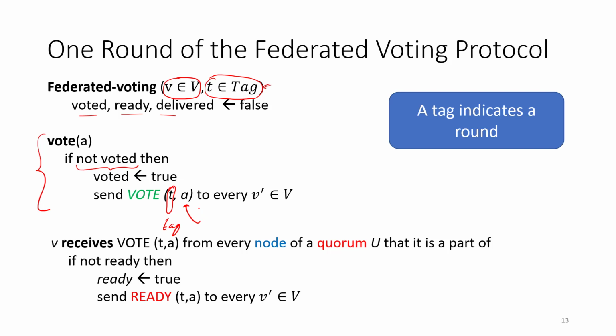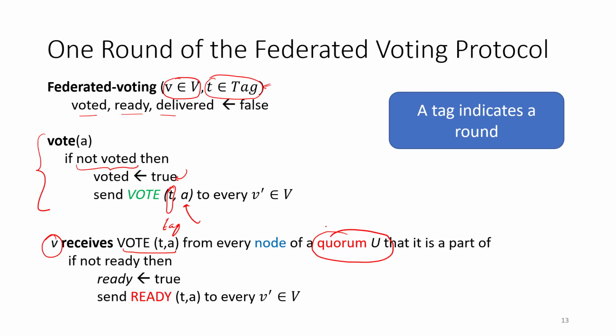And mind you, you're allowed to do this only once, not multiple times, only once, because of this variable over here. So the moment you receive a vote message, node V, which is always the node that is processing, either sending or receiving, receives a vote message from every node of a quorum that it is a part of. So here the idea of a quorum is coming.